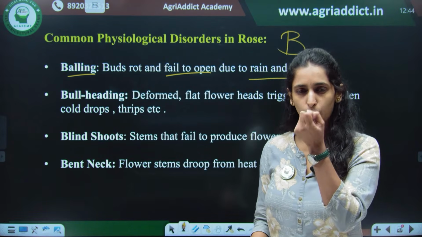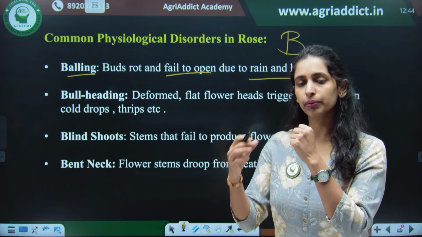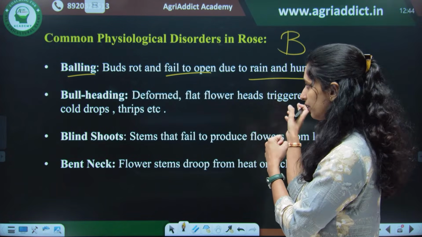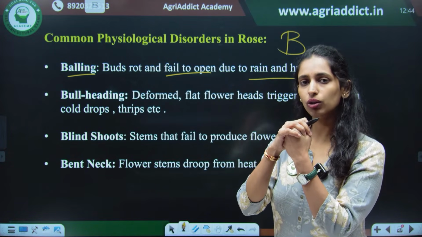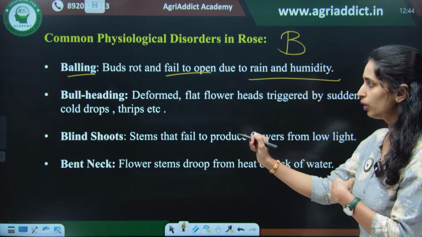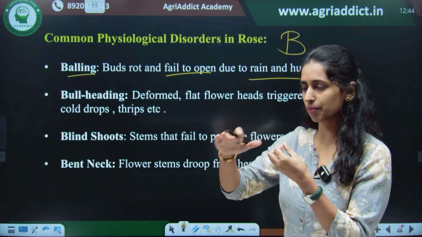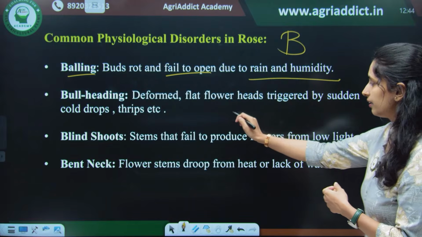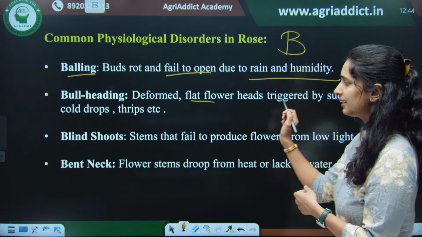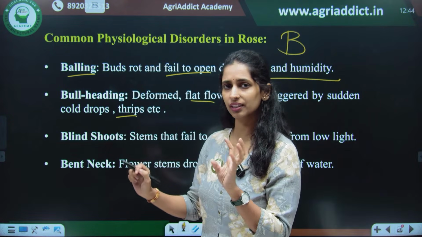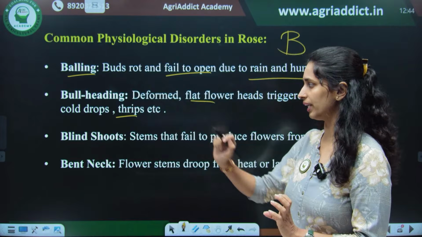Boiling, what happens? It becomes ball-like, because of the humidity and water, rain. It will not open. Bullheading means deformed. The top becomes flat, because of sudden cold drops or maybe thrips infestation, there will be bullheading.